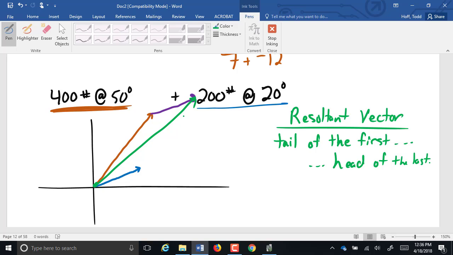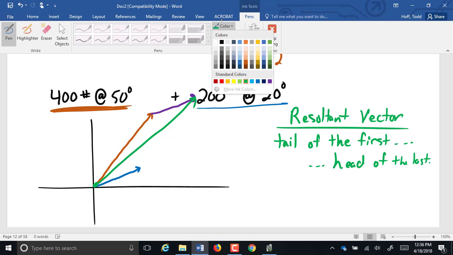Later on in this unit, we'll look at some oblique triangle trigonometry that'll allow us to calculate that length. The direction's a little tougher to do, but we can still find it. For right now, though, we have to look at some other strategies.